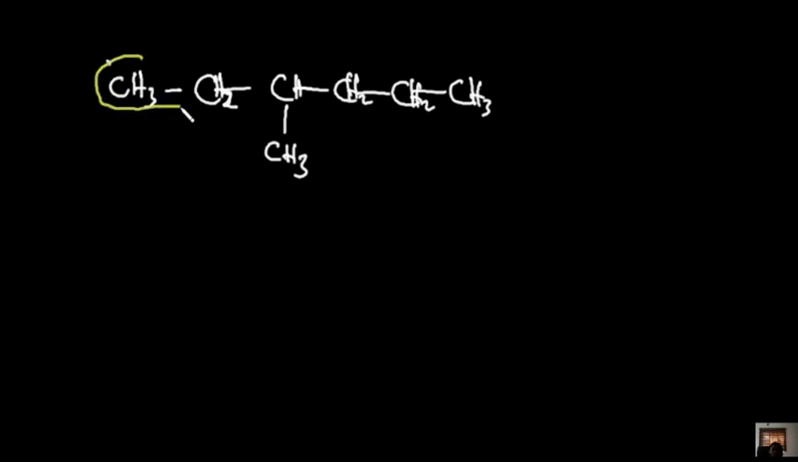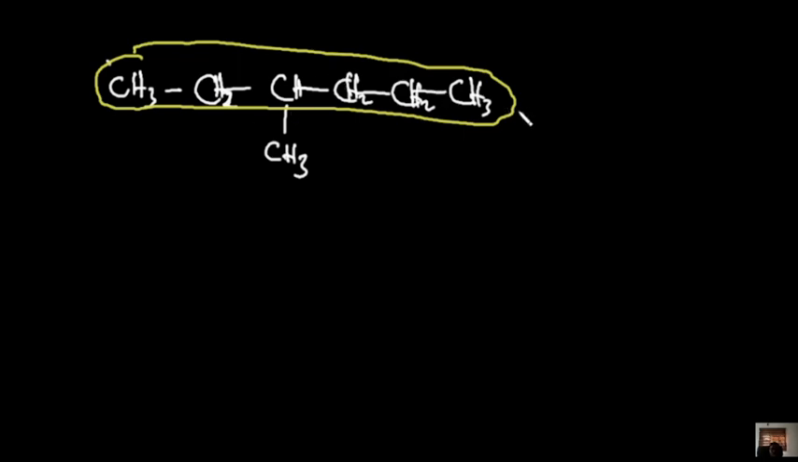As I said, once you have your parent chain, it's important you seclude it. The parent chain has 6 carbon, so we are going to write that out. 6 carbon. The root word for 6 is hex. Single bonds alone imply hexane.